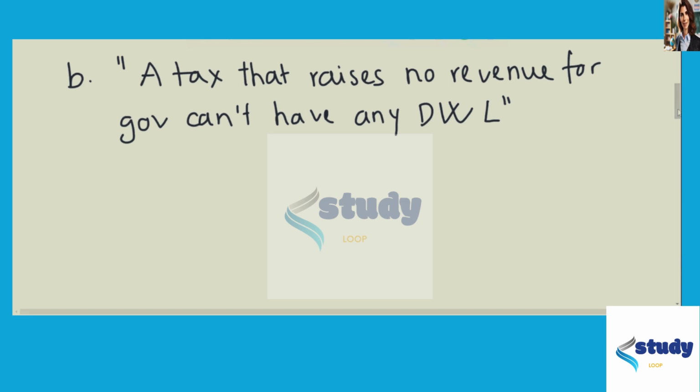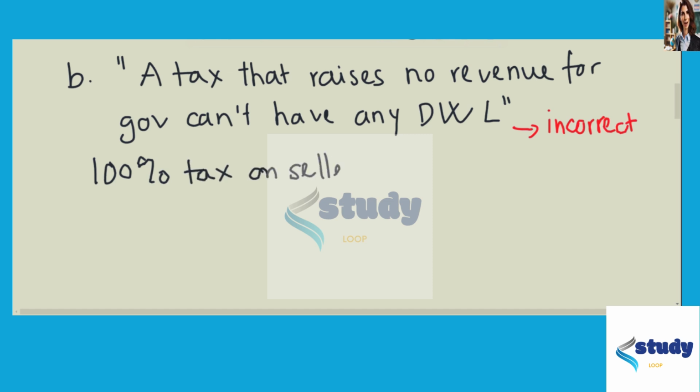In part B, a tax that raises no revenue for the government can't have any deadweight loss. This is also incorrect. A counterexample is the case of a 100% tax imposed on sellers. The sellers, in this case, will not supply any of the goods, so the tax will raise no revenue.